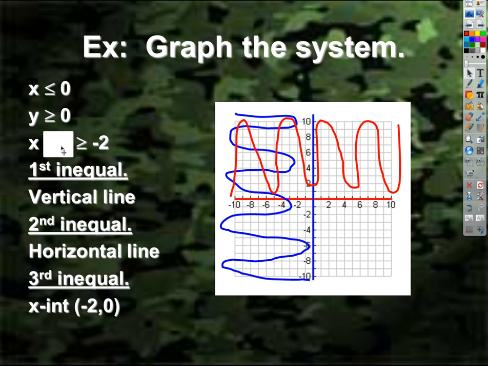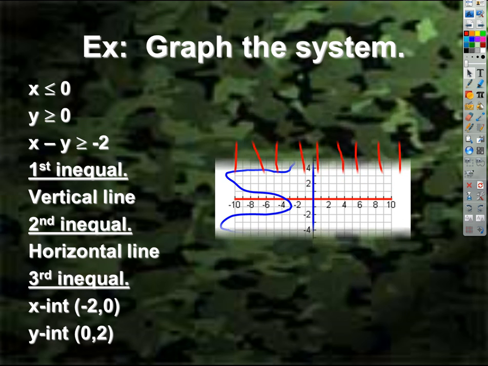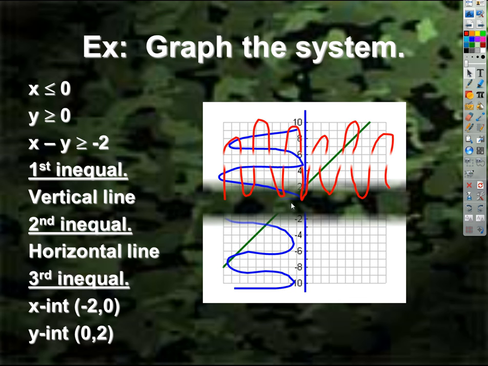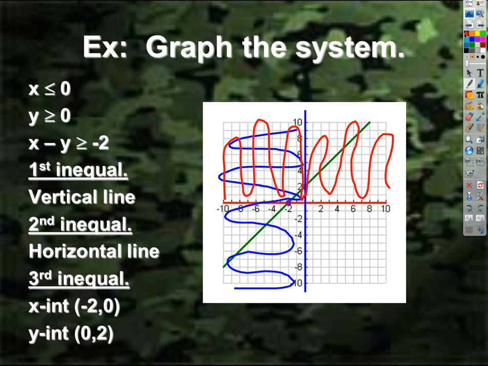So if I graph that, we get x-intercept -2, y-intercept +2. And we have to test a point. Let's try testing 0, 0. Well, it's on the line? No, 0, 0 is right there, so it's not on the green line. The green line is the one that we're testing now.